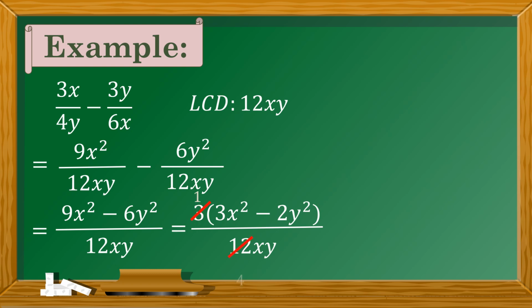Then we can cancel out 3. 12 divided by 3 is 4. So simplifying, that is 3x squared minus 2y squared over 4xy. So the difference is 3x squared minus 2y squared over 4xy.